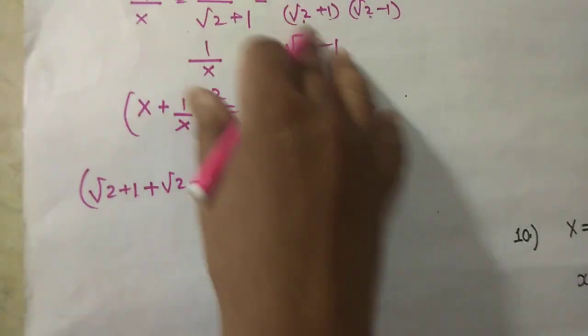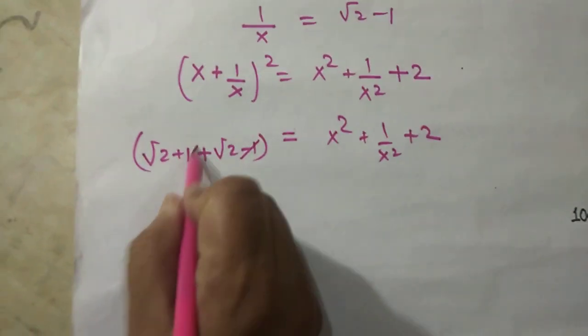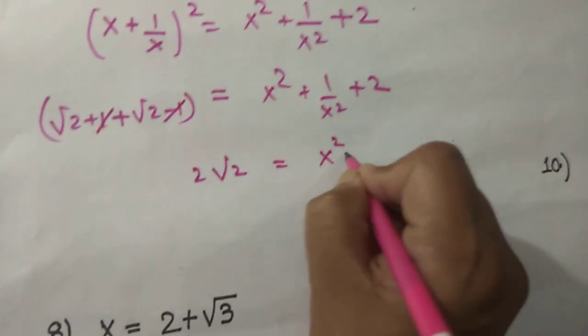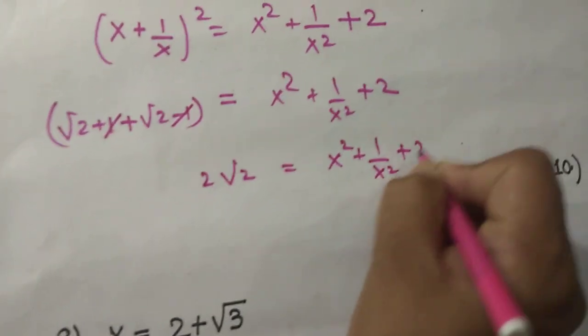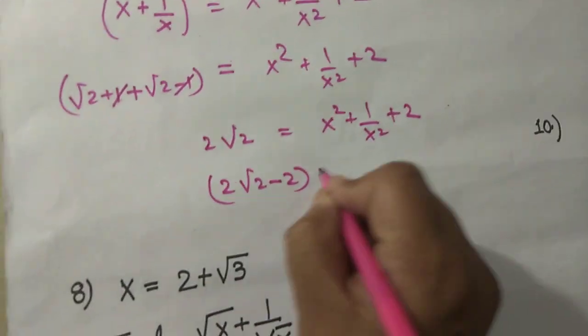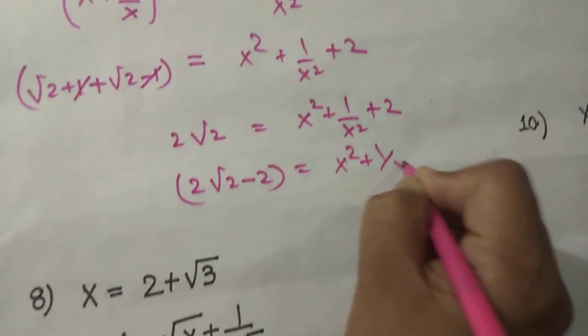See, I am not writing multiple formulas. Plus 1 minus 1 cancel. 2 root 2 is equal to x square plus 1 by x square plus 2. This 2 will come to this side. So 2 root 2 minus 2 is equal to x square plus 1 by x square.